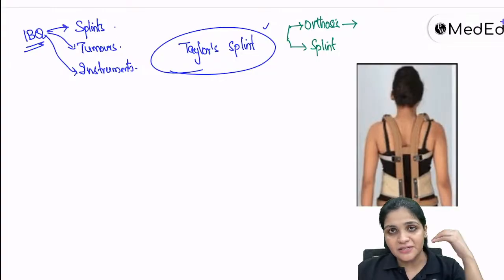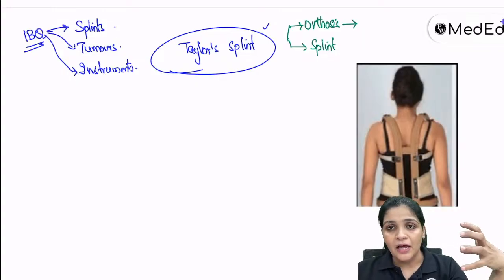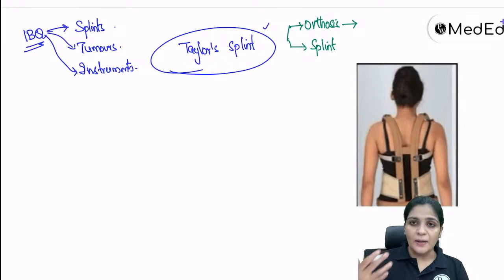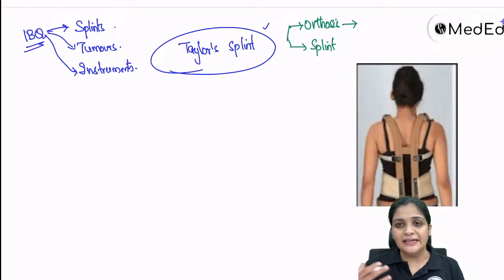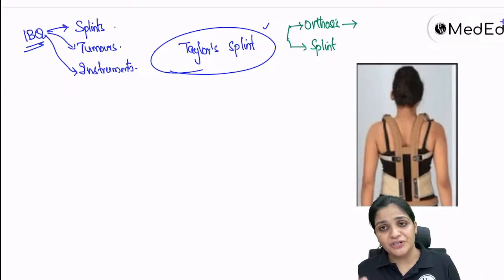Right. And what is the splint? A splint also is one particular thing, like a cock-up splint or a knuckle bender splint. These are the others; again, they support your body part and help you. Sometimes they can even help you functionally also. So this is called the Taylor's splint.